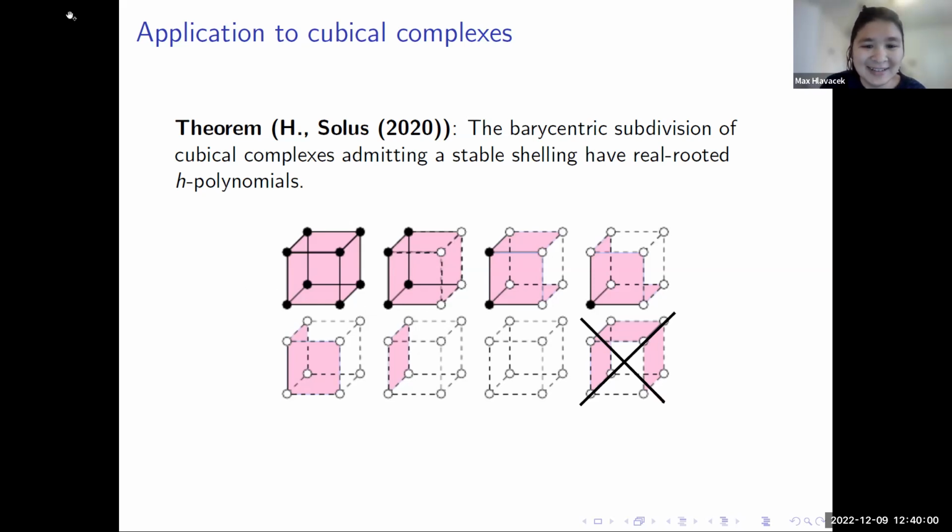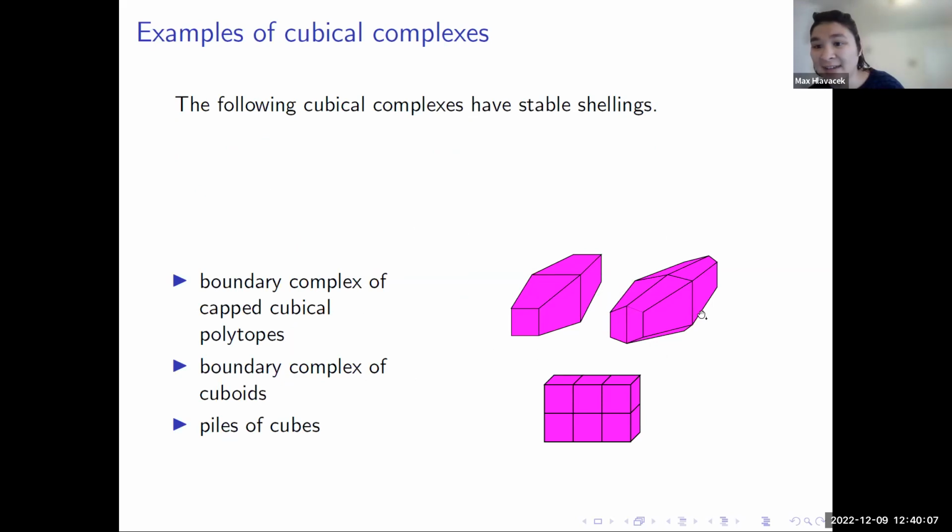So unfortunately for us, since we just defined this notion of a stable shelling, it was unclear to us if all cubical polytopes have a stable shelling. And it's still unclear to me if all cubical polytopes have a stable shelling or not. So what we did is we went into the literature and found some specific families of cubical polytopes and more general cubical complexes that we were able to prove do have a stable shelling.